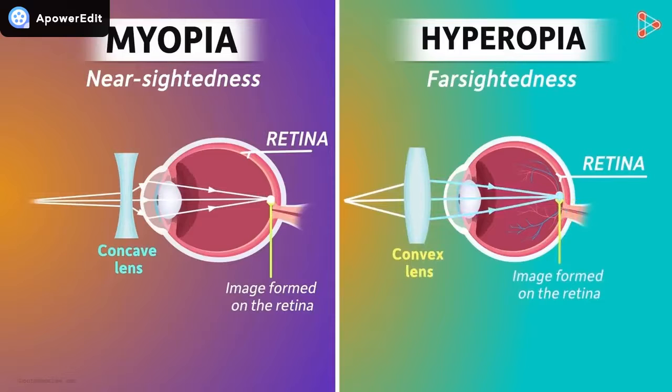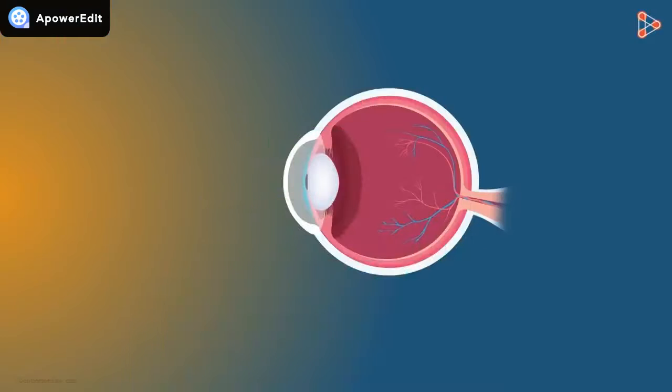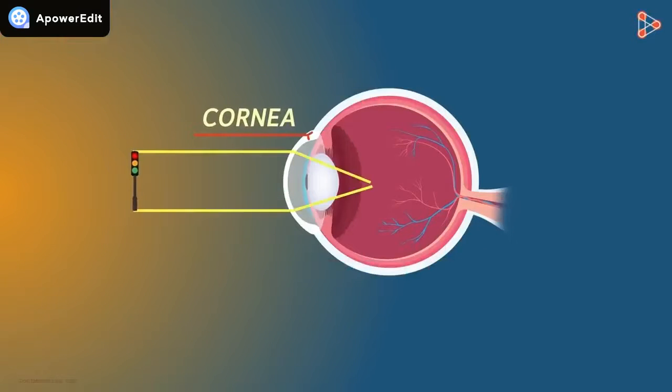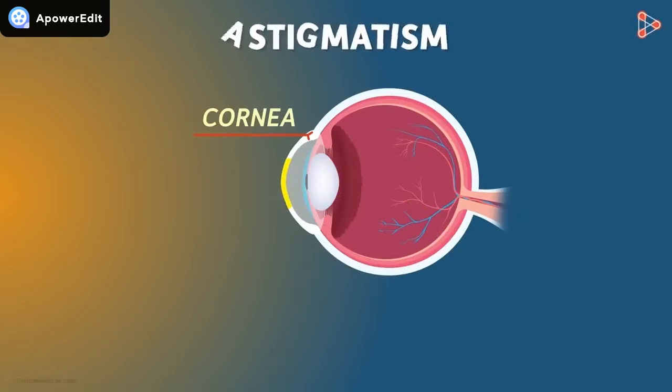Now that we know the basics of myopia and hyperopia, let's move on to another eye defect. We know that the cornea is a curved outer layer which refracts most of the light entering the eye. But sometimes the curvature of the cornea is distorted. It may become irregular like this, slightly elongated in the middle. This defect of the eye is termed as astigmatism.